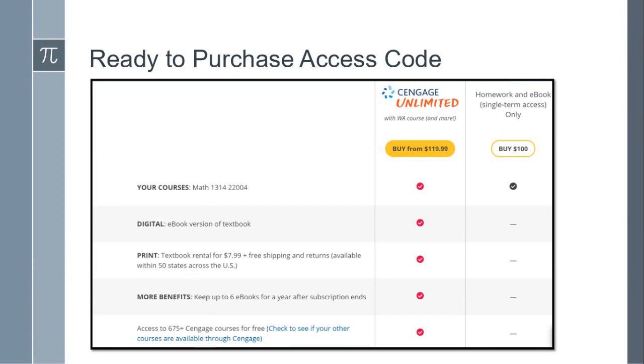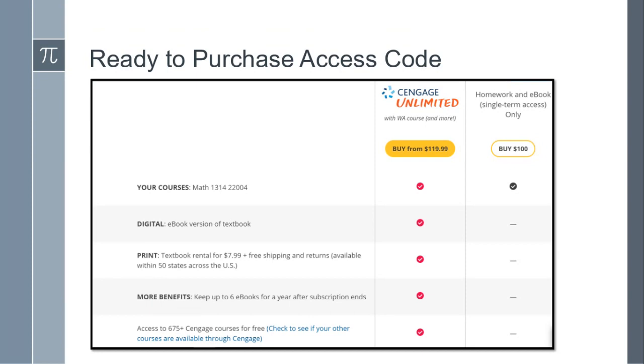They list everything here that comes with Cengage Unlimited, and then they list just one thing on the right side. The one on the right side that costs $100 is going to give you really what you need for your math course. It's going to let you do homework, and it's going to give you the ebook. That's all you get for $100. The one on the left gives you a whole bunch of other stuff.